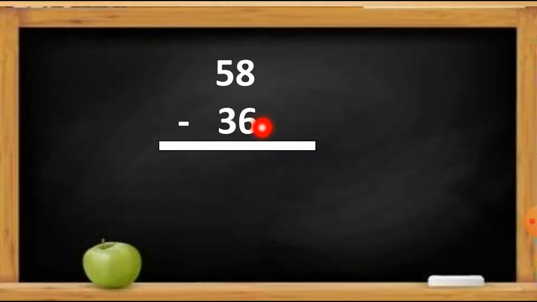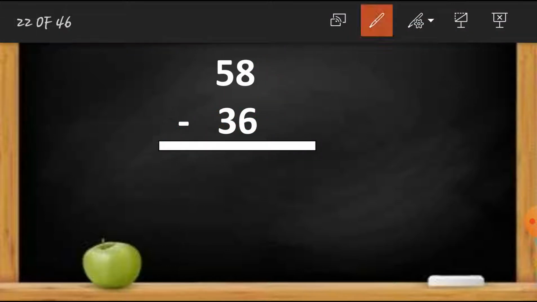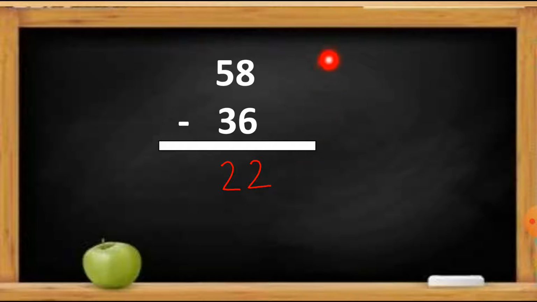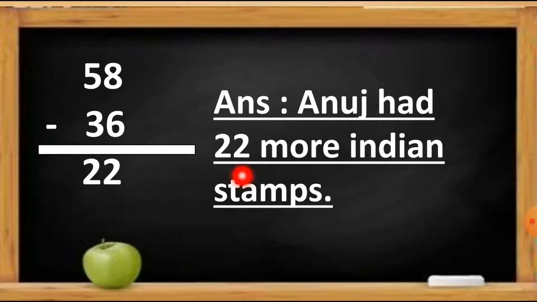So let's take the ones column first. 8 minus 6 is 2, and then in the tens column, 5 minus 3 is equal to 2. So I write down this answer, 22 stamps are more. Indian stamps, 22 are more. So this way you have to write down the answer. Anuj had 22 more Indian stamps. This way you have to write down the answer, students.